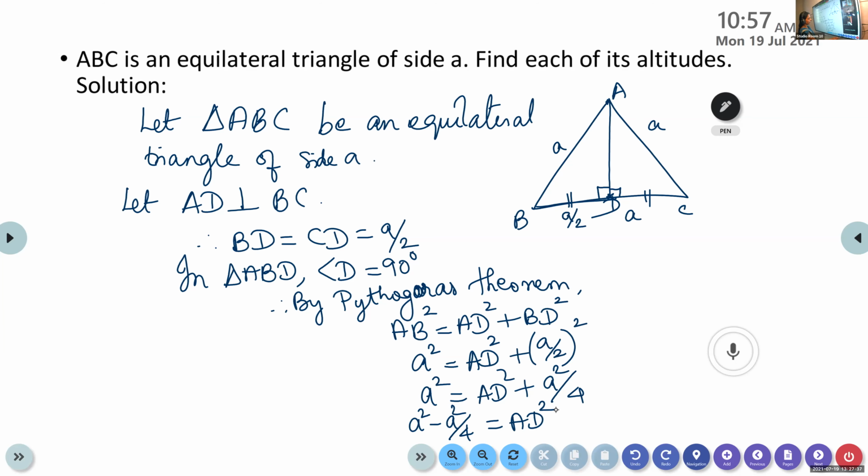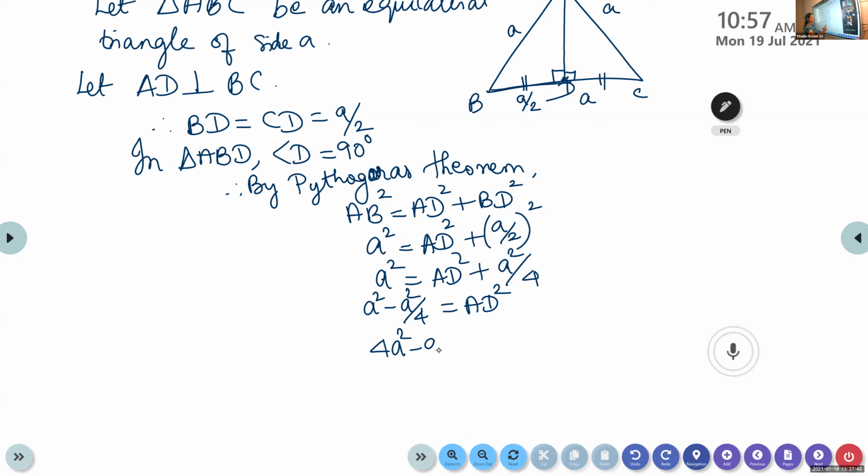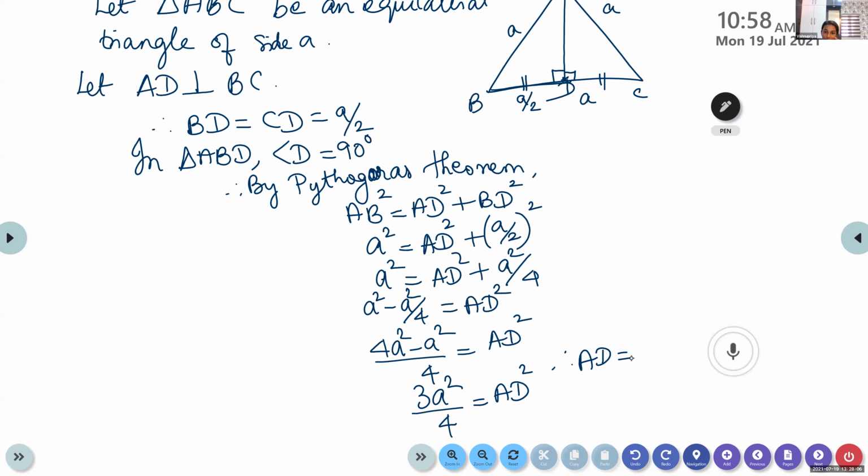Therefore, what is AD square? If we take the LCM here, 4A square minus A square by 4 is AD square. So we get 3A square by 4 is AD square. Therefore, what is AD? Root 3A by 2. Yes, okay, it is root 3A by 2.